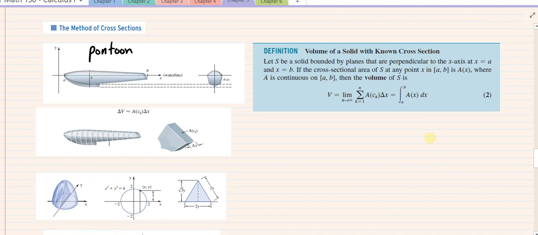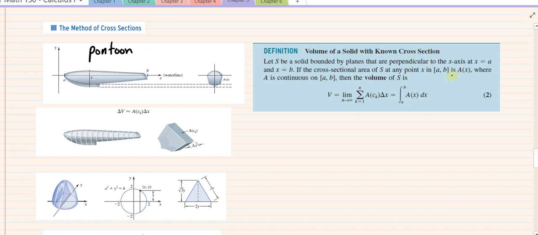So the formula here is, let S be a solid bounded by planes that are perpendicular to the x-axis at x equal a, x equal b. The a and b give you, right in here, here's a, here's b. That's the extent of that pontoon. It starts at a and ends at b. So it's kind of like your starting and ending point of that solid.